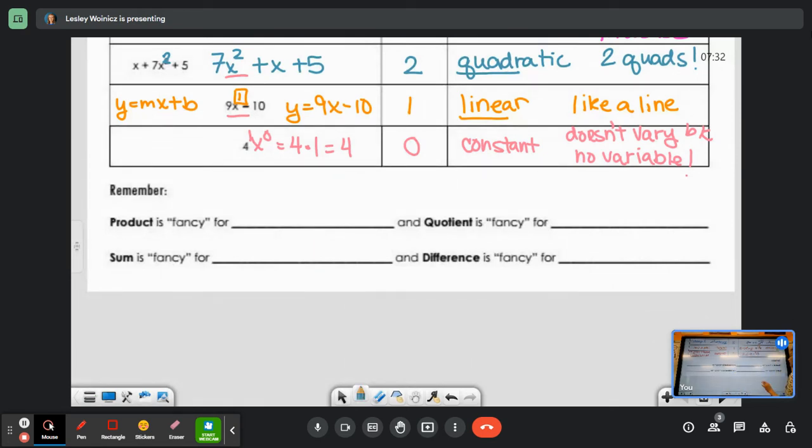Okay, we know product is fancy for multiplication. We know quotient is fancy for division. We've talked about those a lot. What we haven't talked about so much in this unit yet is the sum and difference. Sum is fancy for addition, and difference is fancy for subtraction.